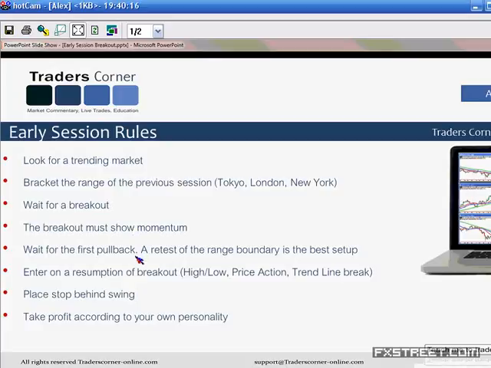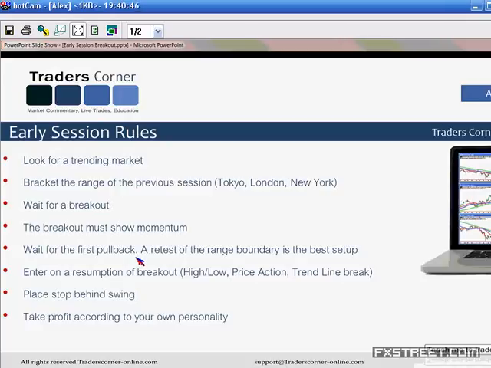So you're waiting for the first pullback. Once you get the first pullback, you can enter on a resumption of the breakout. Now, that can be the high or the low. So if it's a little congestion zone and it isn't much of a pullback, then you can trade the high or the low off of that. It could be a price action. So if you get a big momentum move and then you get a pullback to that area, you could trade a 1-2-3 reversal or a candlestick reversal pattern or something like that. Or you could trade something as simple as a trend line break.